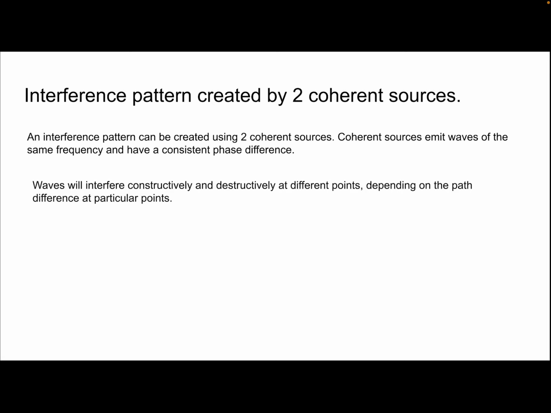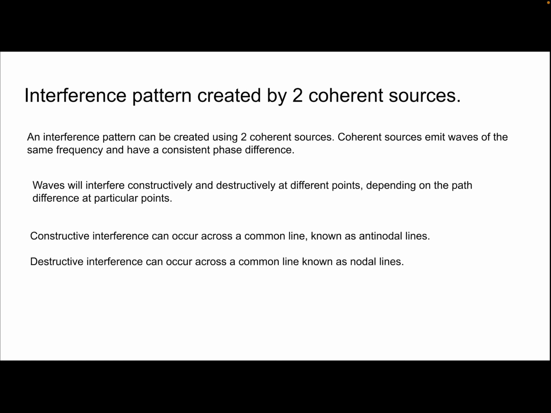So waves will interfere constructively and destructively at certain points, depending on the path difference at these points. As we discussed earlier, we have constructive interference and destructive interference, and they occur at different points. We have constructive interference when the path difference is a whole wavelength, and destructive interference where it is a half wavelength.